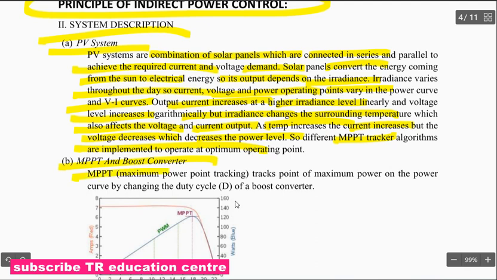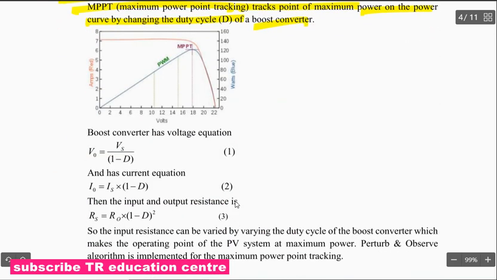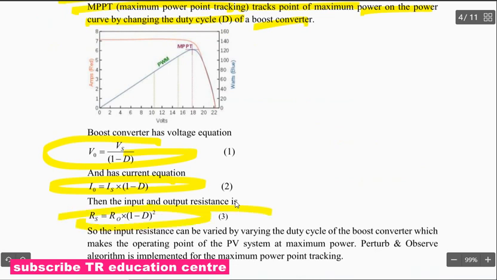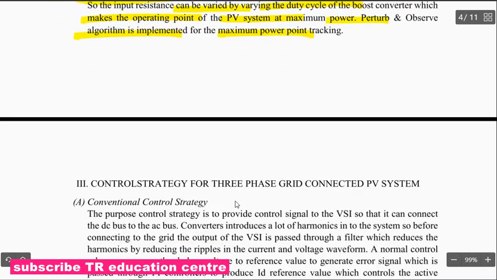MPPT and boost converter. MPPT, maximum power point tracking, tracks the point of maximum power on the power curve by changing the duty cycle of the boost converter. The boost converter is given by Vout equals Vs divided by 1 minus D, and Iout equals Is into 1 minus D. Then the input and output resistance relation is given by Rs equals Rout into (1 minus D) squared. So the input resistance can be varied by varying the duty cycle of the boost converter, which makes the operating point of the PV system be at maximum power, and the perturb and observe algorithm is implemented for maximum power point tracking.